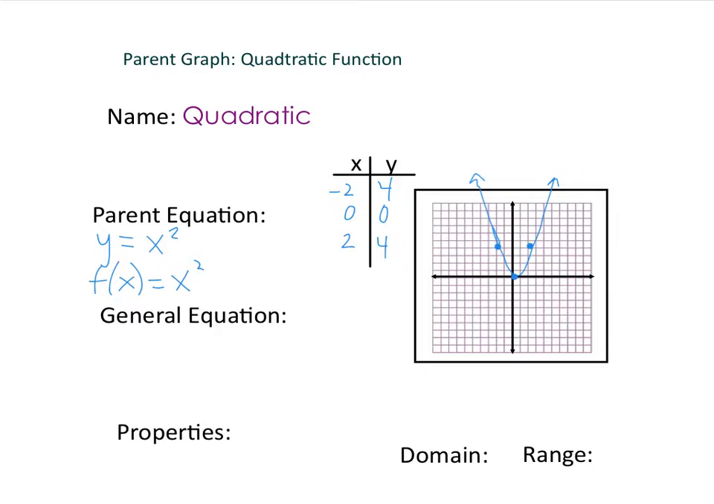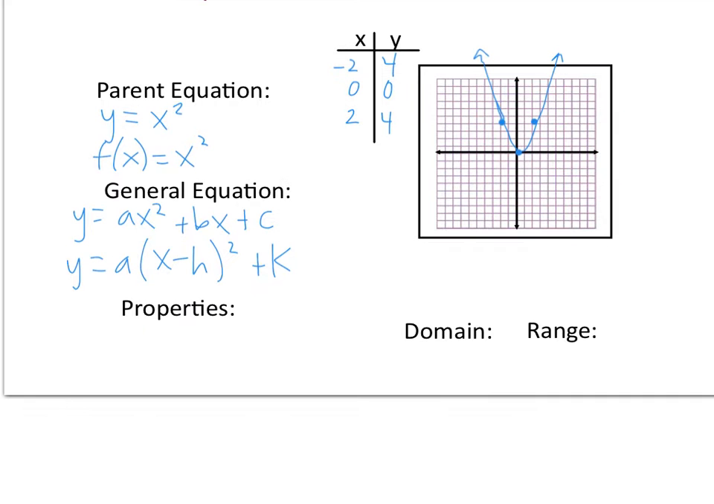And on the graph, we have a parabola. So that's what the graph of a quadratic is. And we know that. General equation for quadratics, so if we remember standard form, we have y equals ax squared plus bx plus c. We also have vertex form, which is y equals a times the quantity x minus h squared plus k. Some properties on quadratics.